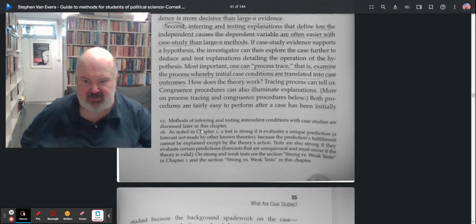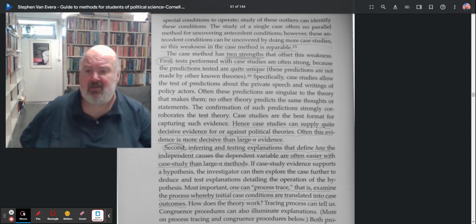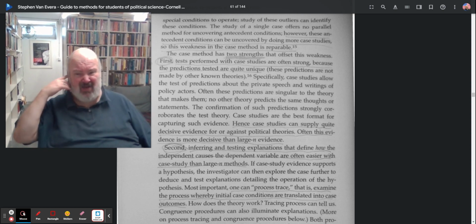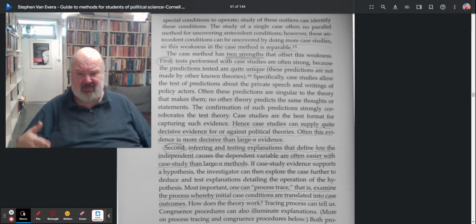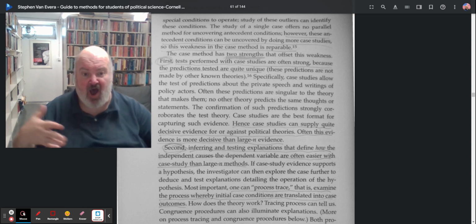So look at 15. He says methods of inferring and testing antecedent conditions with case studies are discussed in this chapter, right? The case study method has two strengths that offset this weakness. So yes, this is a weakness. The second criticism, the first criticism was unfair. The second criticism is valid, but it's not unsolvable. It can be fixed. And he says that even if we admit that weakness, it has two strengths that offset this weakness.